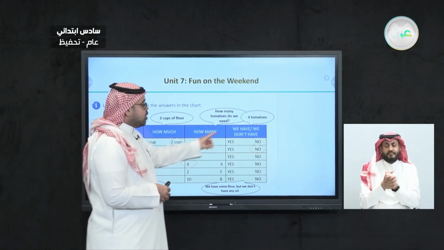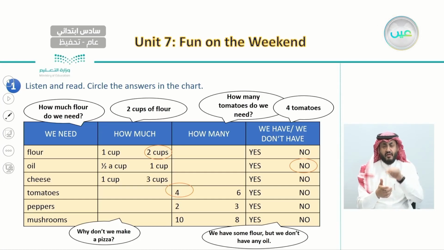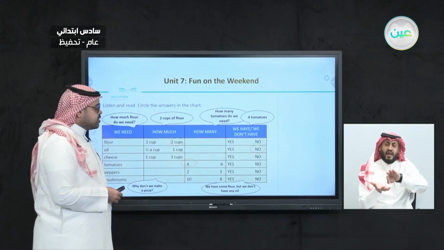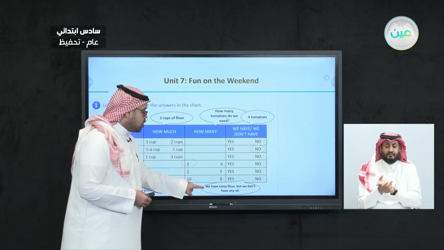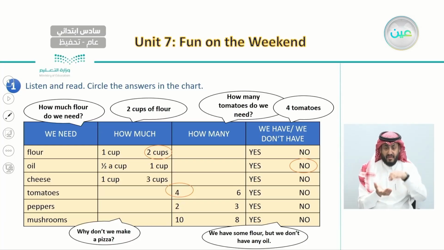And what do they have and what don't they have? Here we have yes or no. If they have something, we will see yes here. If they don't, we will see no. The only thing that they don't have is oil. They don't have oil because we're going to listen to a sentence similar to this: We have some flour, but we don't have any oil. And here, why don't we make a pizza? This is what they want to make.